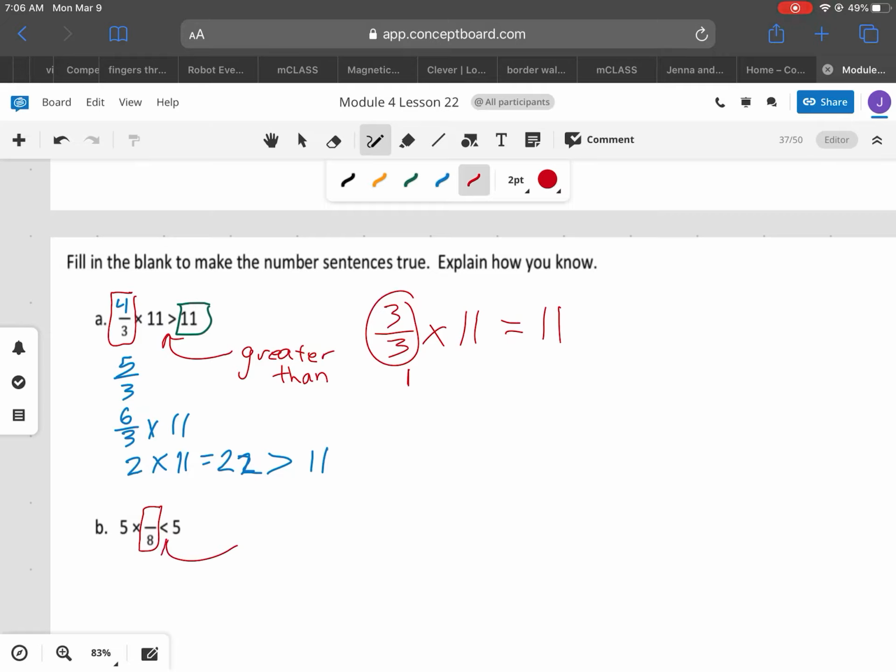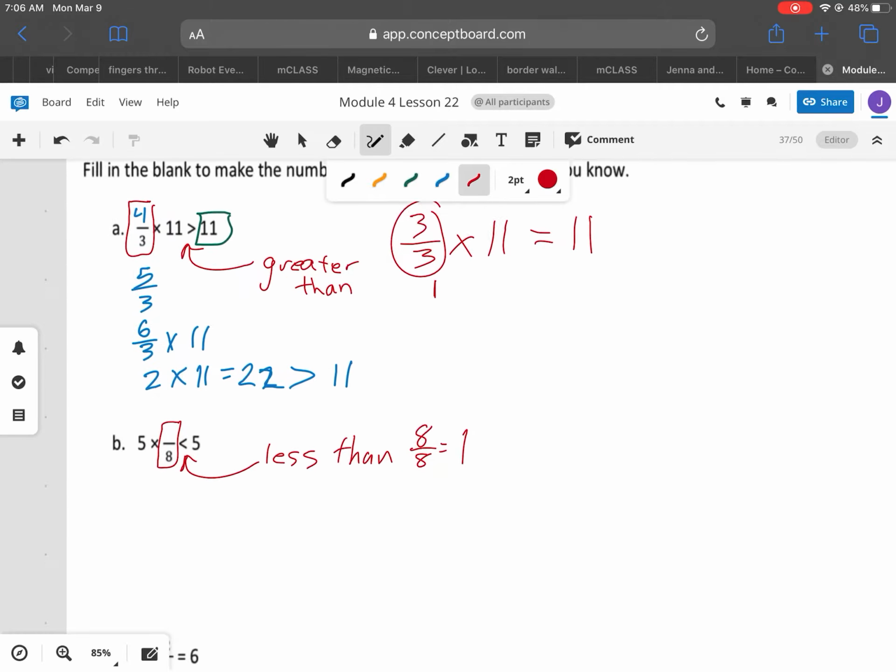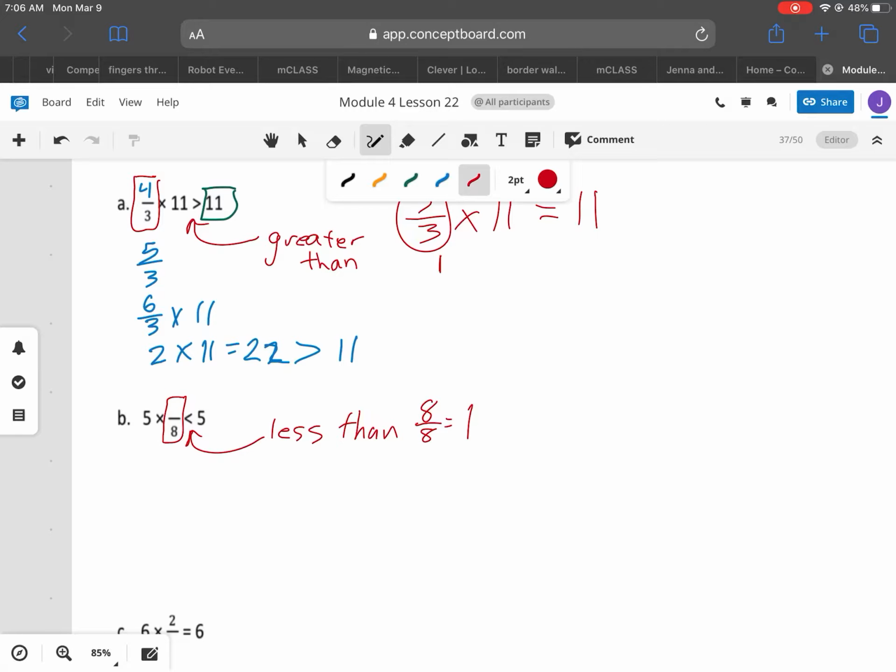Okay? All right. On this next one here, our scaling factor, it is asking us less than. So we need something that is less than 8/8, because 8/8 is equal to 1. So 5 times something less than 1 will give us a number that is less than 5. Now again, we're not supposed to find the answers, we just need to understand that it's going to be less than with this. Okay? So anything less than.